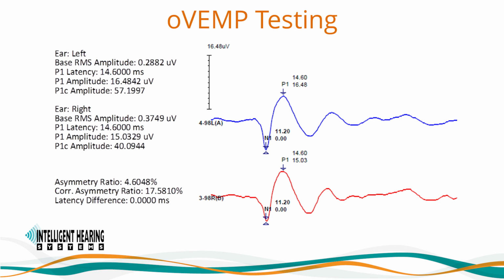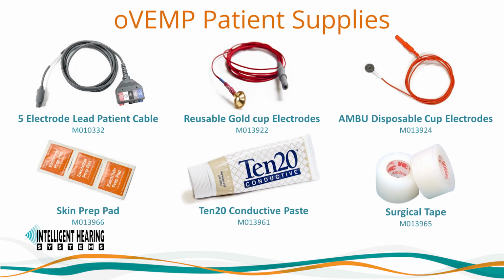Now let's move on to oVEMP testing. The following are oVEMP supplies for testing. Use an electrode skin prep pad for cleaning the skin. Ask the patient to close their eyes during the cleaning process. Make sure to dry the skin thoroughly with a paper towel.